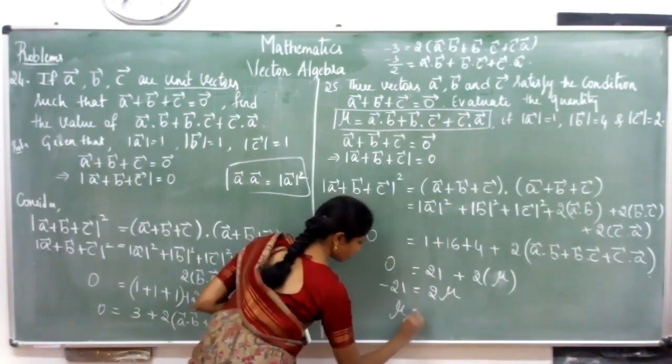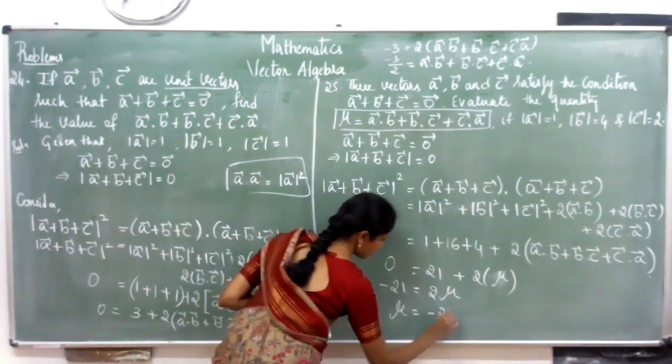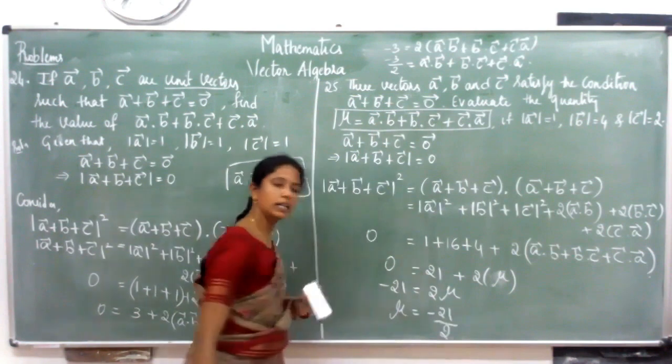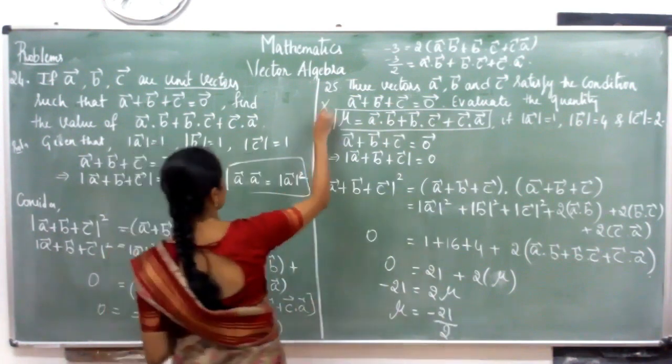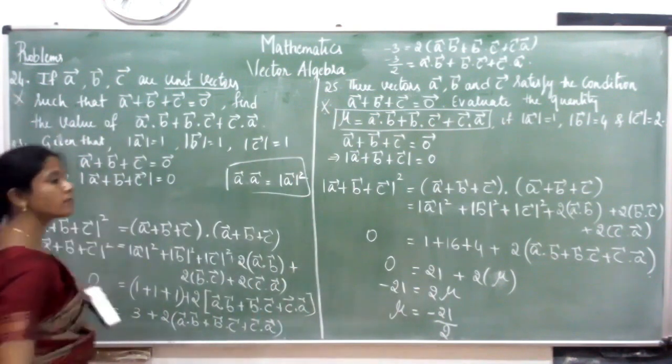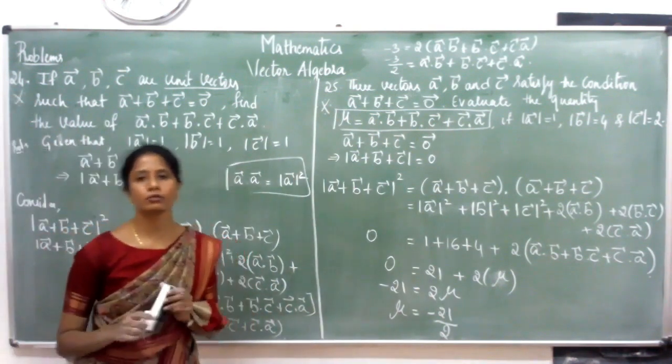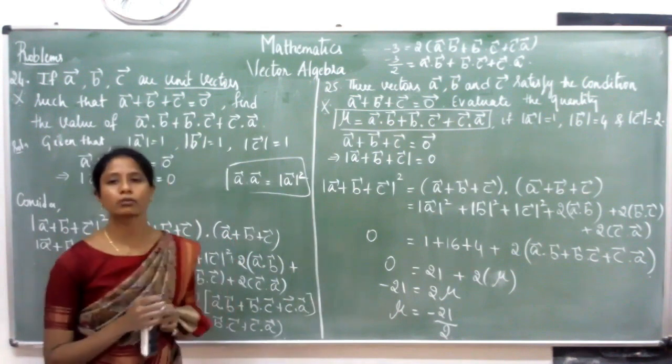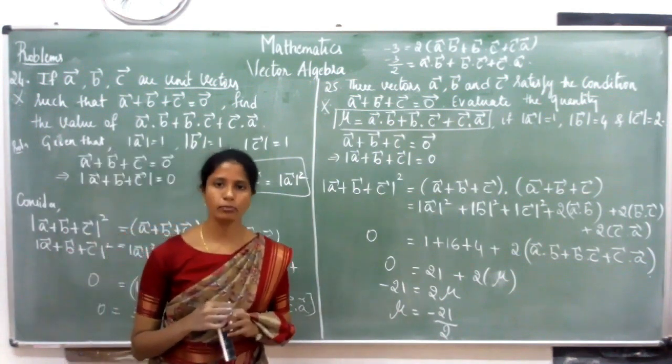We need to find the value of mu. Therefore, mu is equal to minus 21 by 2. These two problems are important problems. We can ask for 3 marks. Even the previous problem which we have solved, that is your 23rd problem, is an important problem.